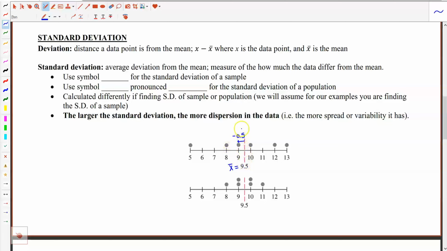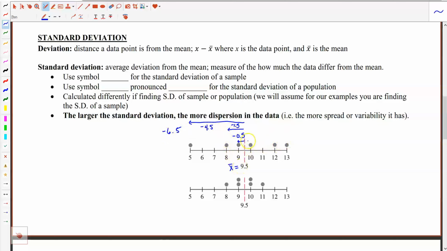This data value right here has a deviation of 8 minus 9.5, or negative 1.5. This data value out here has a deviation of 5 minus 9.5, or negative 4.5. So overall, these deviations summed together on this end would be negative 6.5. All the negative indicates is that these data values are less than the mean.